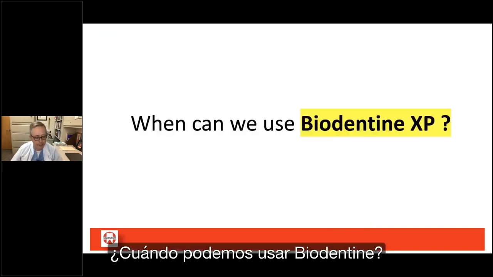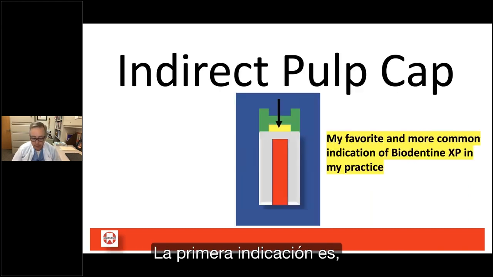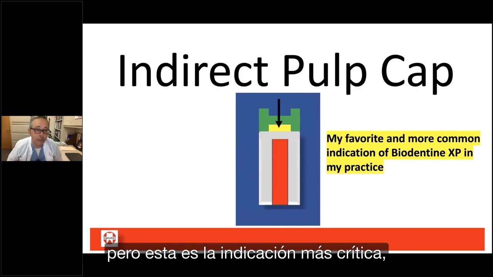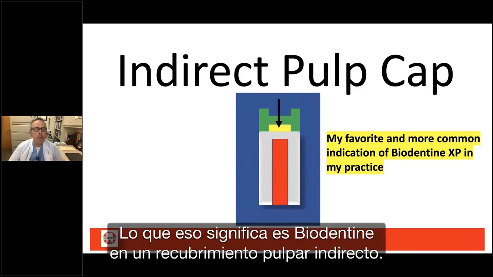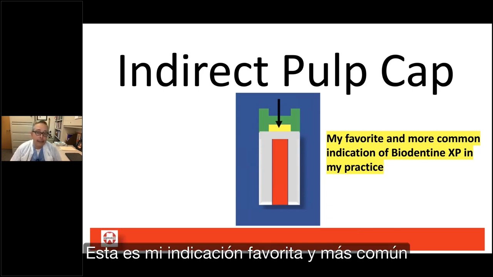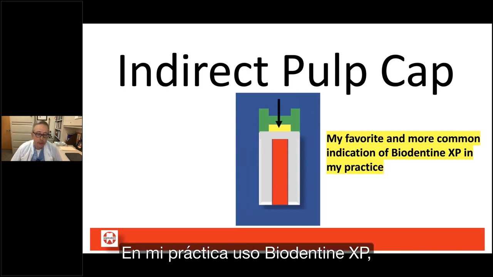When can we use Biodentine? So let's go with the indications. The first indication, and this is the most critical indication, is Biodentine as a bulk. What that means is Biodentine in an indirect pulp cap. This is my favorite and most common indication of Biodentine XP in my practice.